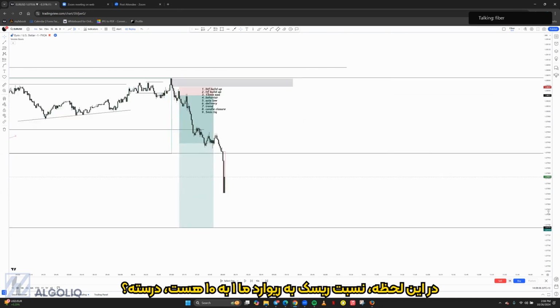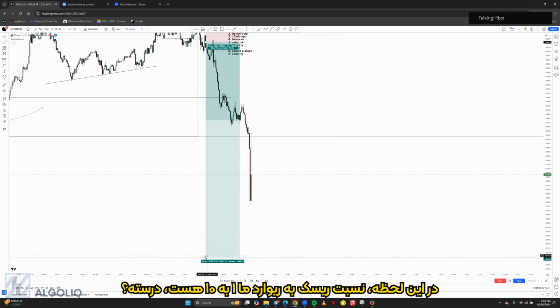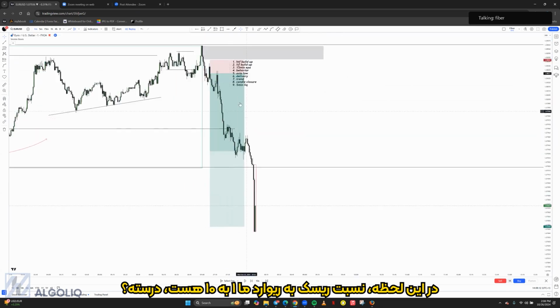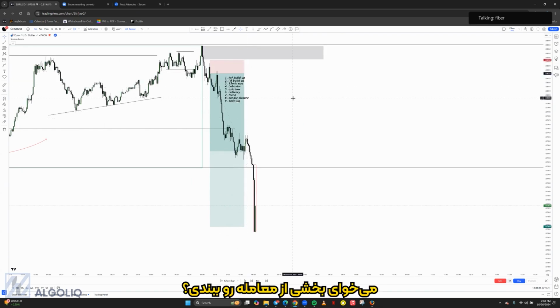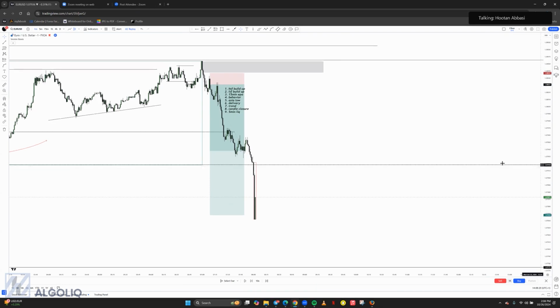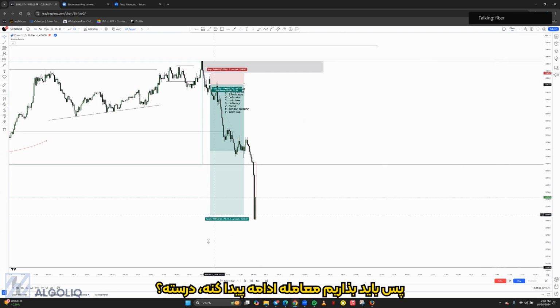At this point, we are running 1:10, right? So what do you think we should do right here? Are you taking partial, or do you leave it to run to this low? Okay, so we should let it run, right?